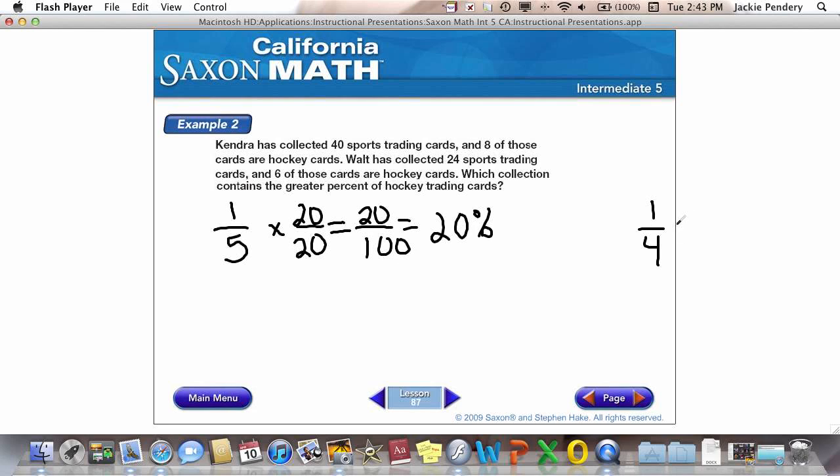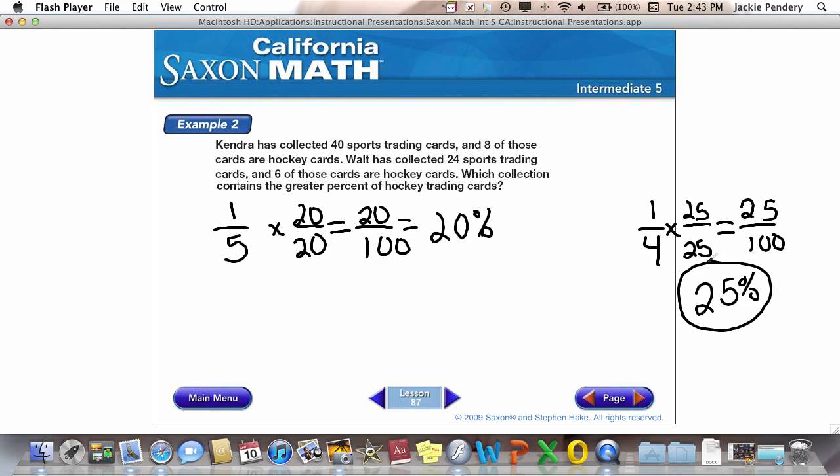We'll do the same thing over here. 1/4 times something equals something over 100. I know 4 times 25 equals 100. So I multiply by 25 over 25, my fraction equivalent to 1. 1 times 25 equals 25, which equals 25%. Okay, so this shows or clarifies that yes, Walt in fact has the greater collection of hockey cards.